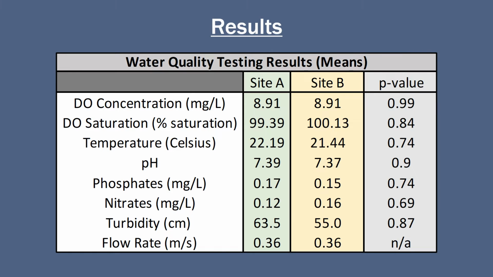So this is a table of my results. This is the average water quality of my different variables at both sites, and at quick glance you can see that the results are very similar at both site A and site B. And this is supported by the fact that the p-value of each variable is very high, indicating that there's no real significant difference between the water quality at both sites.